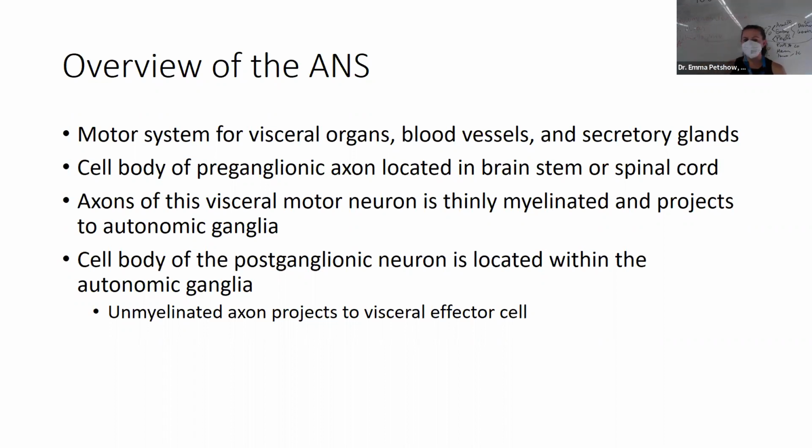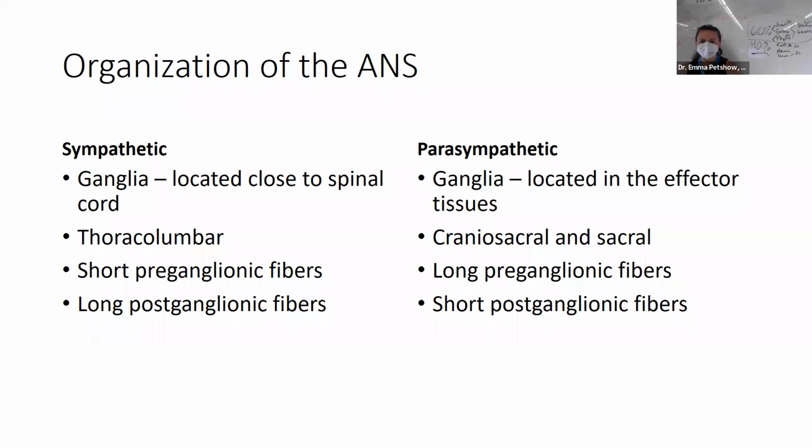Our axons of these visceral motor neurons are thinly myelinated. They project to our autonomic ganglia. The cell bodies of our postganglionic neuron is located within the autonomic ganglia, ganglia being a cluster of neurons in the peripheral nervous system. We then have unmyelinated axons that project to our visceral effector cell. We'll look at what that looks like here in a minute. But let's look first at some organization, some breakdown. I do have a picture coming up.